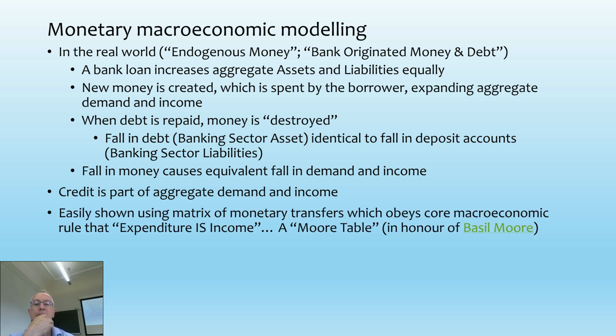Now what I want to illustrate is that it wasn't just Neoclassicals I had this problem with, because even in the Post Keynesian group, it was very hard for anybody to see how credit played a role in aggregate demand. The block being that expenditure is income.